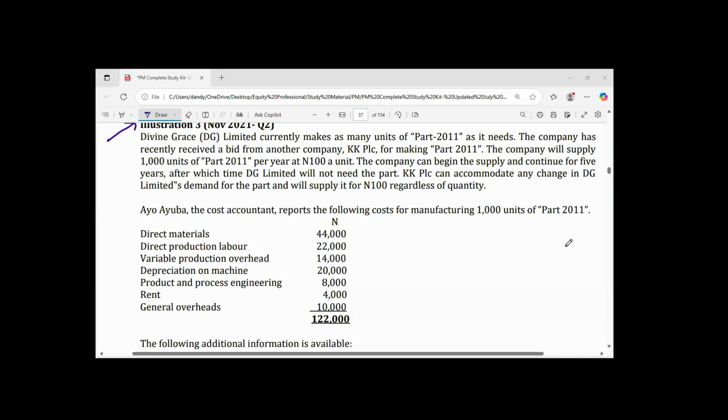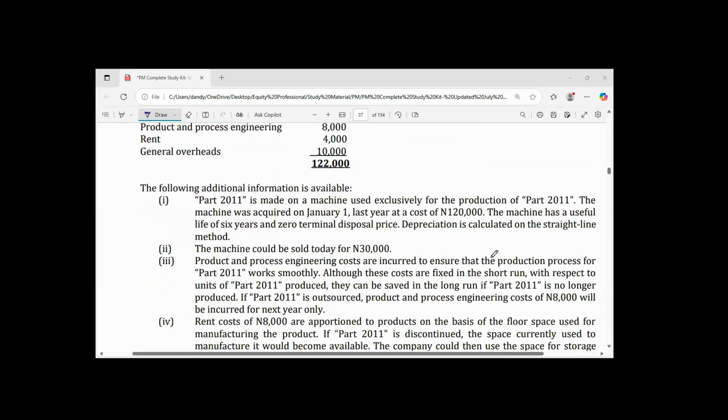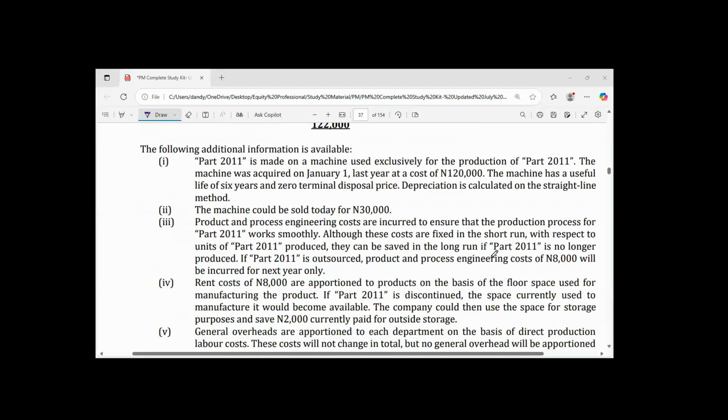KKPLC can accommodate any change in DG Limited's demand for the part and will supply it for 100 naira regardless of the quantity. Ayo Ayuba, the cost accountant, reports the following cost for manufacturing 1,000 units of Part 2011 as follows. The following additional information is available.